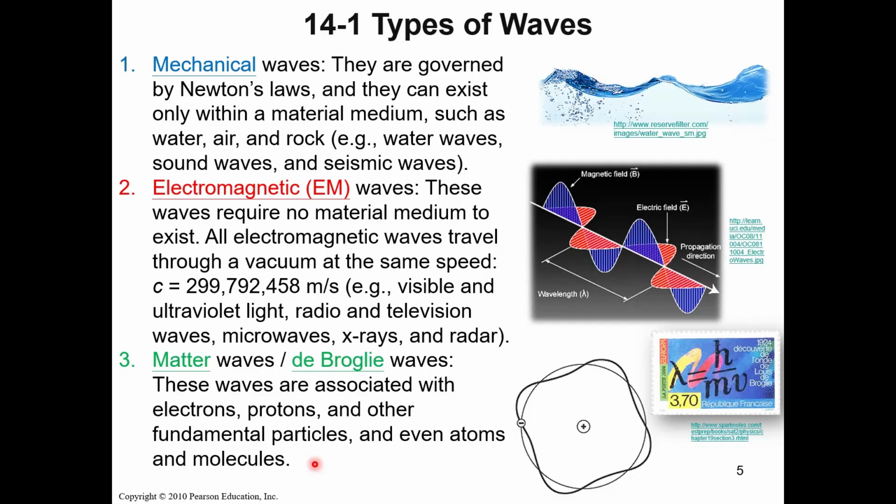And this is related to quantum mechanics. So we're not going to go into depth about this. Okay, so basically, if we describe the waves and categorize them due to their nature, we have mechanical waves governed by Newton's laws, and they travel inside a material medium. And we have electromagnetic waves. They can travel through a vacuum, and their speed is given.